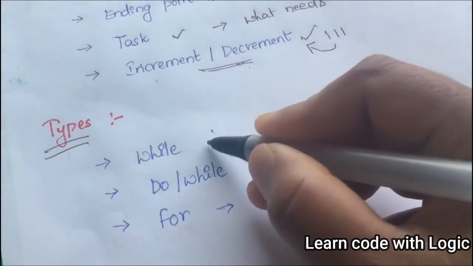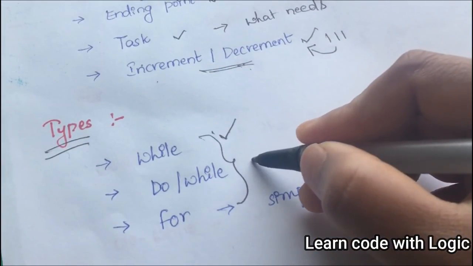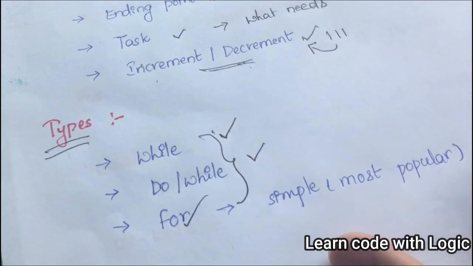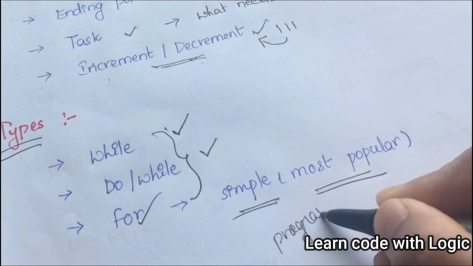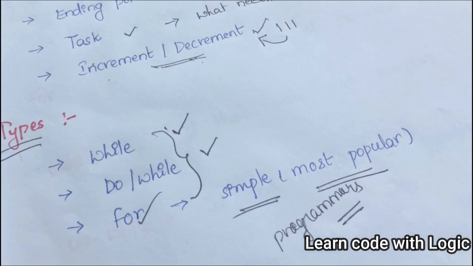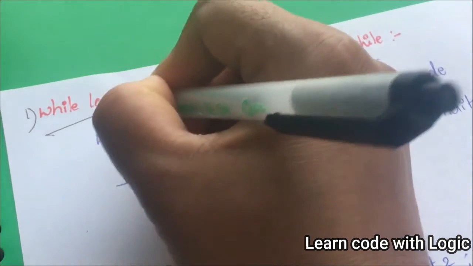There are three types of loops in Java. First one is while loop, second one is do while loop, and third one is for loop. For loop is very simple and handy, and we can also observe most of the programmers use this for loop. Now let's talk about types of loops one by one. The first one is while loop.